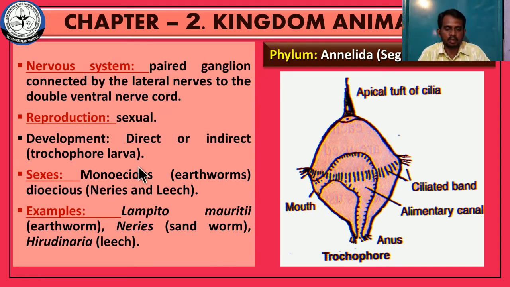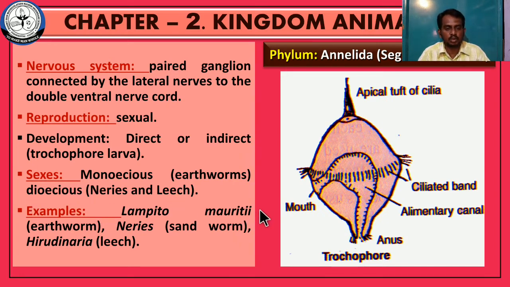Okay, sexes: monoecious. Earthworms are monoecious animals. That means a single animal can produce both egg and sperm. And leeches and nereids are dioecious. That means sexes are separate. Okay, so what are the examples for these animals?